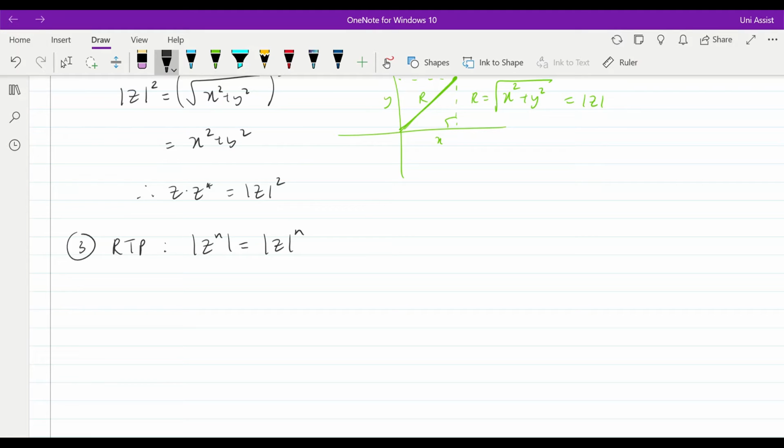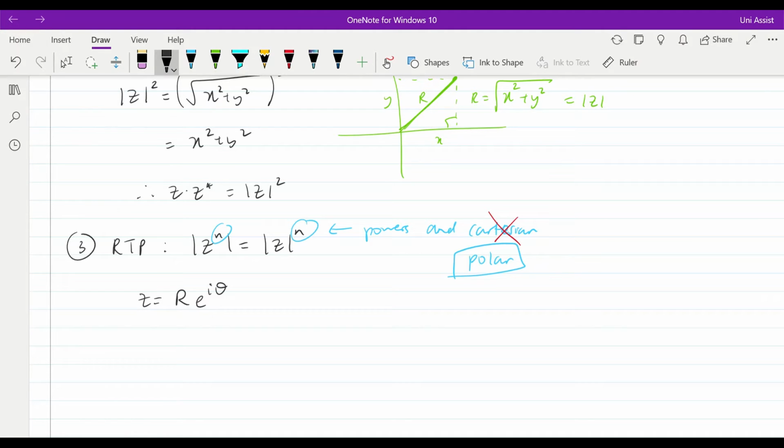Naturally, sometimes when I see powers, Cartesian form becomes quite difficult, and it's usually not a good idea to use that, because we're going to be doing x plus iy to the power of n and so forth, which can get quite complicated. So rather, I want to stick to my polar form instead. With polar form, as I described earlier in the video, we can let our complex number equal r e to the i theta.